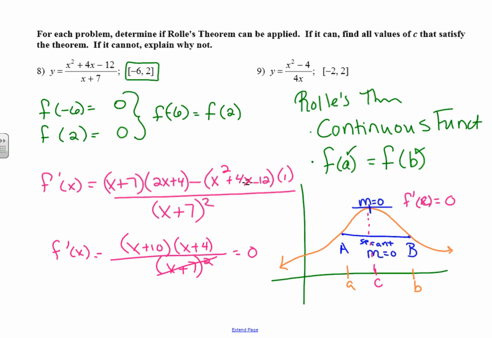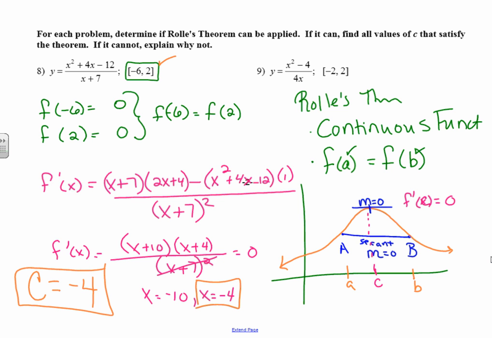Set it equal to 0. Not going to worry about the bottom going to 0. I'm going to look at x equals -10, x equals -4. But remember, we had restrictions up here. Our interval only went from -6 to +2. It appears that our C value is C equals -4, where there would be a slope of 0.